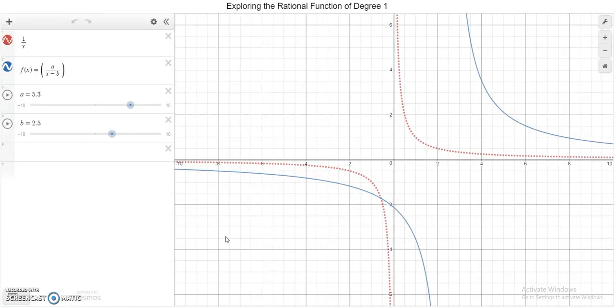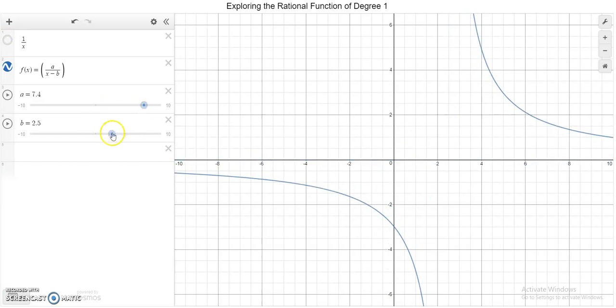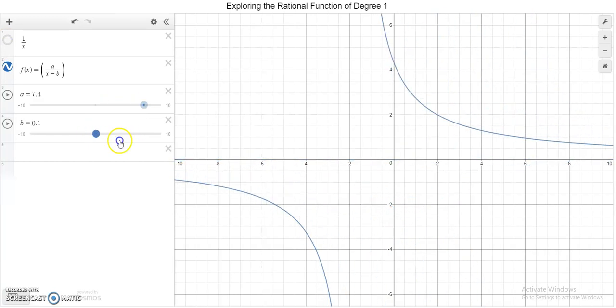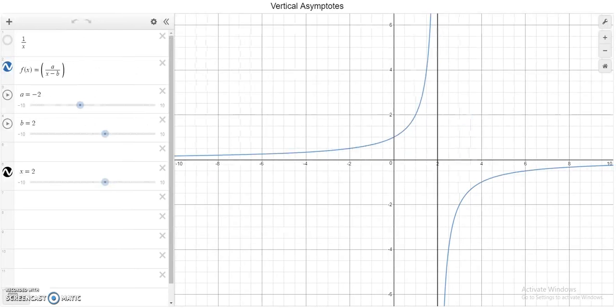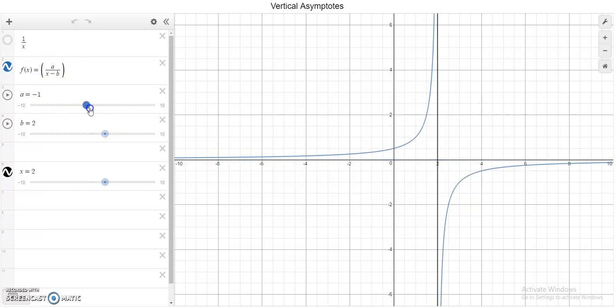So now we're going to look at a degree 1. So we got a parent function of 1 over x. So now we can just change our sliders and see how a and b affect this graph. So we look at our vertical asymptotes. So if we look, we got a vertical asymptote at 2, and then we got a at -2 and b at 2. So if we change our a, it always keeps the same vertical asymptote.